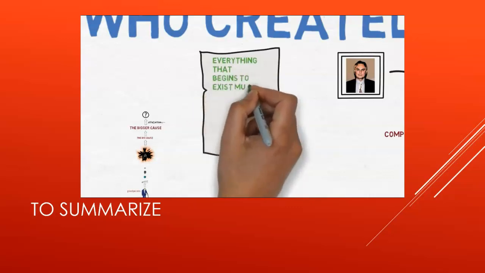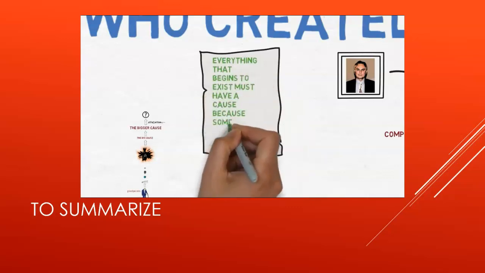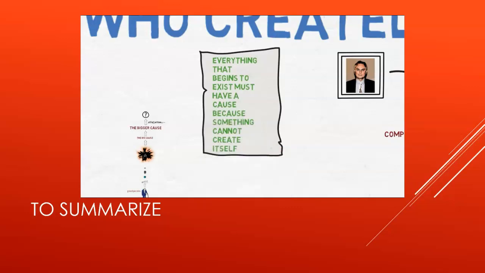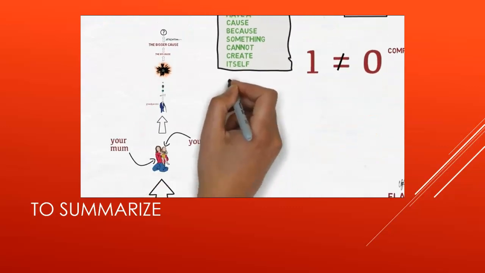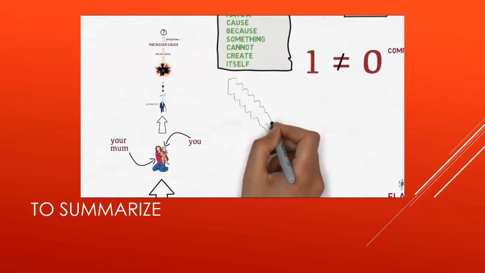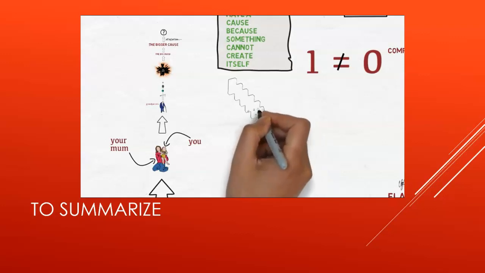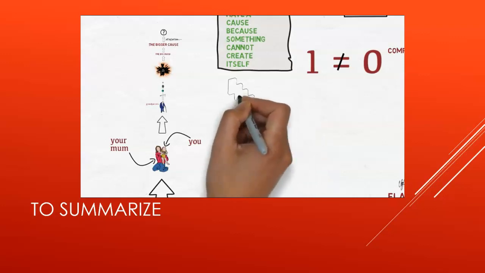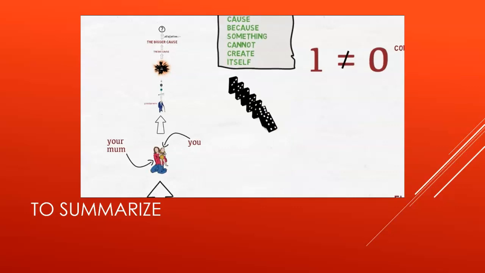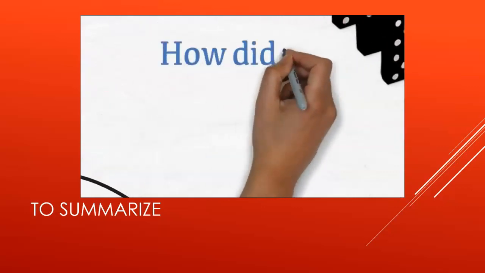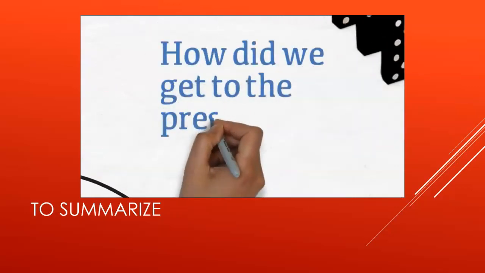The reason for this is simple. Everything that begins to exist must have a cause, because something cannot create itself. To create itself, it would need to both exist and not exist at the same time. And yet, if we keep going back infinitely, that makes the chain of cause and effect infinite, like a line of dominoes that has no beginning, but stretches into the past forever.